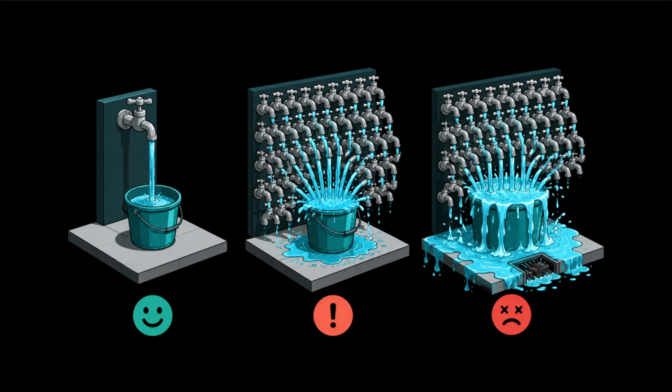Rate limiting is the valve that controls the tap. It's not just about keeping bad actors out, it's about keeping your own legitimate users from accidentally torching your infrastructure.